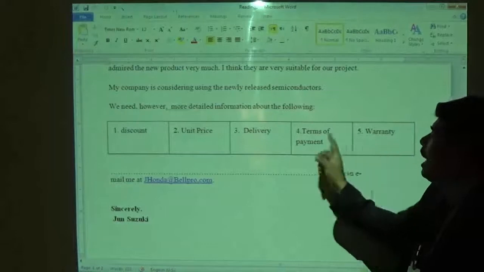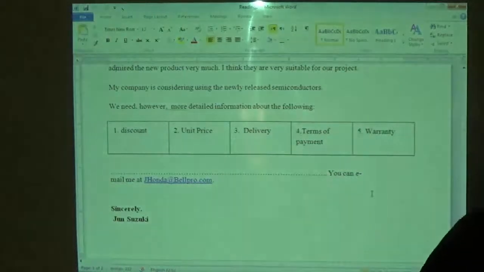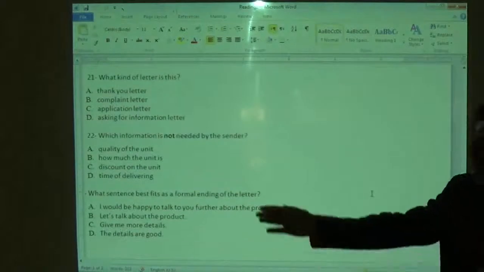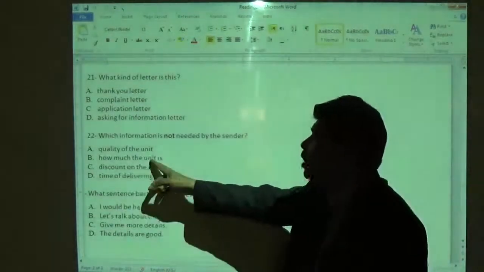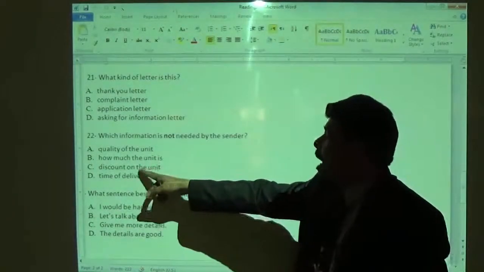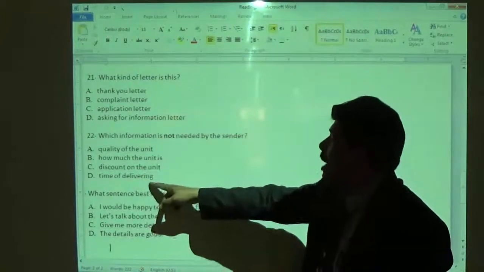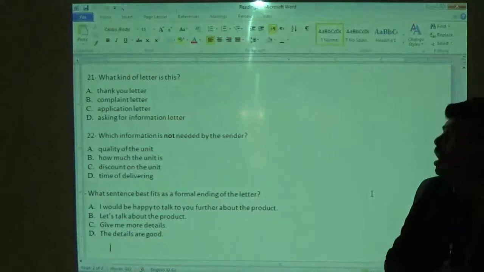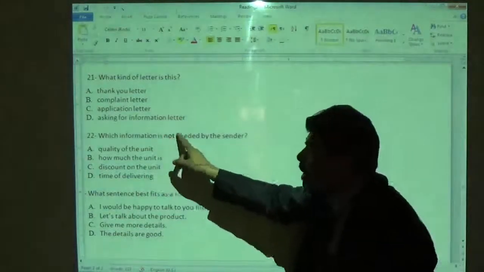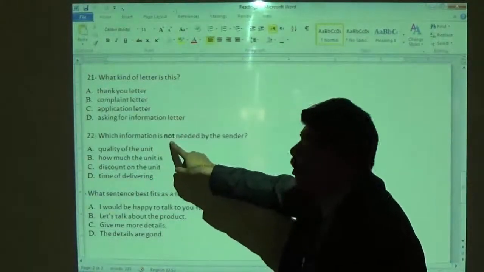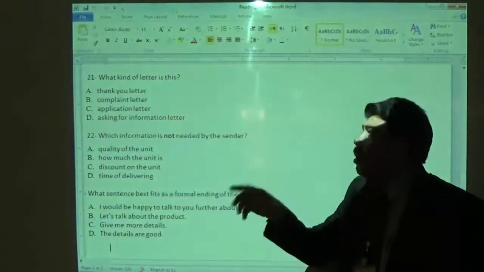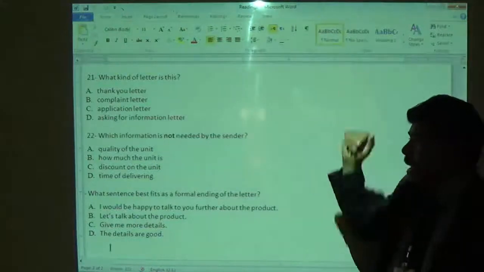So we look at this and we go to that question. Okay, the quality of the unit, how much this is the price. Discount is there. Time of delivering is there. So the quality of the unit is the part that's not needed. And look at that word. It's bold because he wants you to take care of that word. Not needed, because he needs many things there.